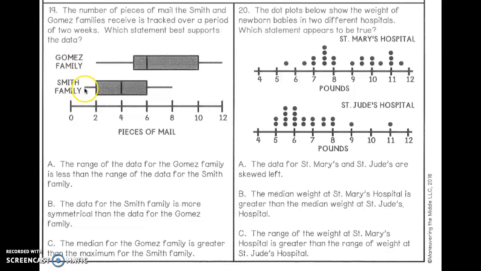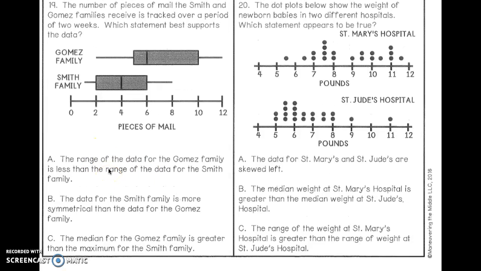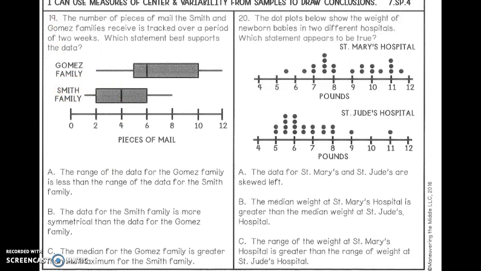And if we look at the Smith family, it looks like their minimum is 1, which means their maximum at the end would be 8. Q1, the start of the box, is 2. Q3, the end of the box, is 6, and their median is 4. So let's see which of these statements best supports the data. It says the range of the data for the Gomez family is less than the range of the data for the Smith family. Well, let's see if that is true.